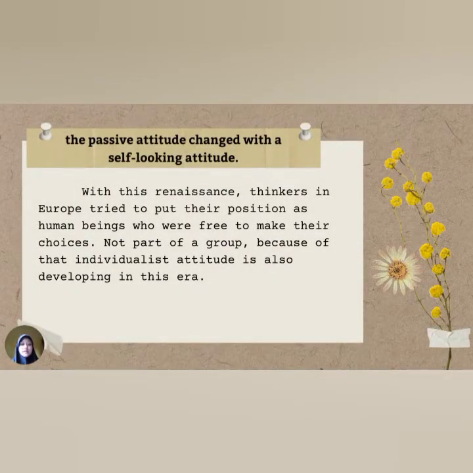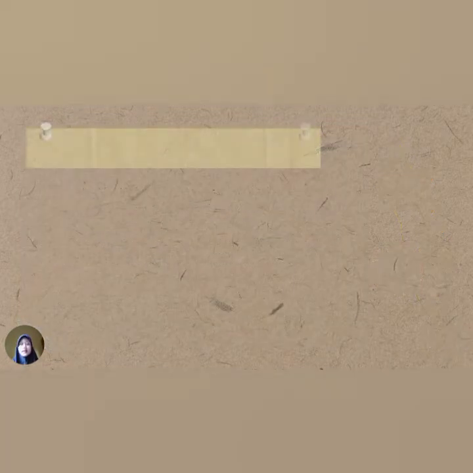The passive attitude changed with a self-looking attitude. With this Renaissance, thinkers in Europe tried to put their position as human beings who were free to make their choice, not part of a group. Because of that, an individualist attitude was also developing in this era.